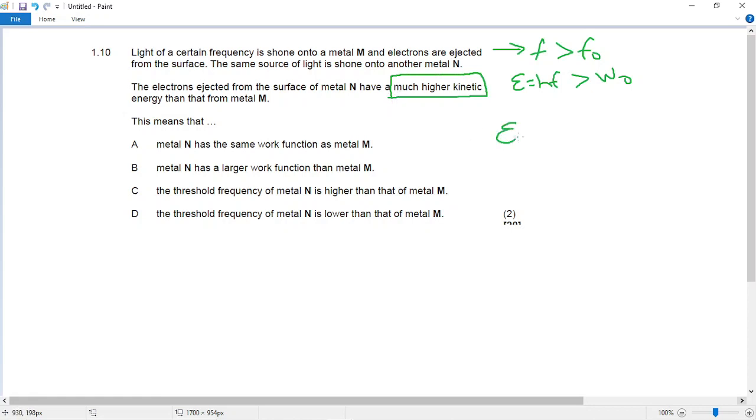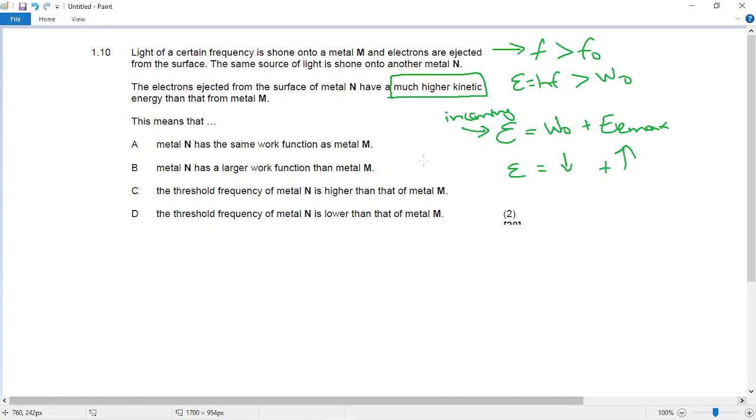What does this mean? Well, we know in the photoelectric effect, our incoming energy is equal to the energy used to expel the electron plus some kinetic energy. Where do I get a half from? This is EK max. So if we are using the same light, my incoming energy is exactly the same. And this means that if the energy is the same, but the electrons have an increased EK max, to make this mathematically equal, the work function must be less.